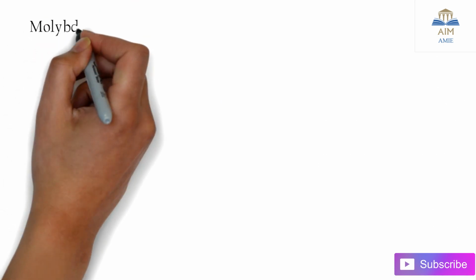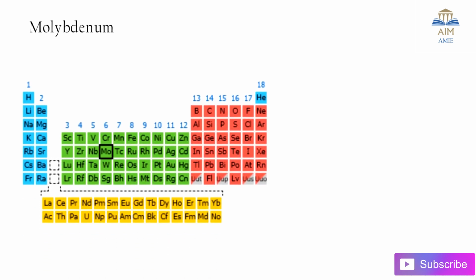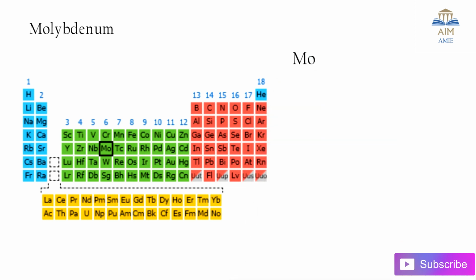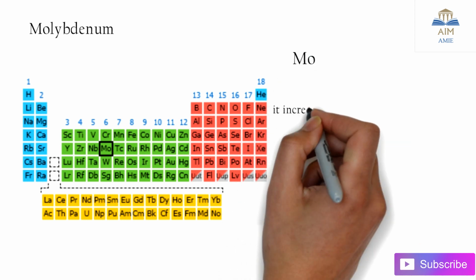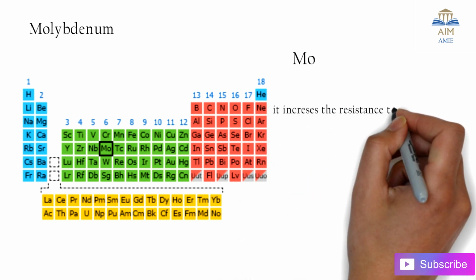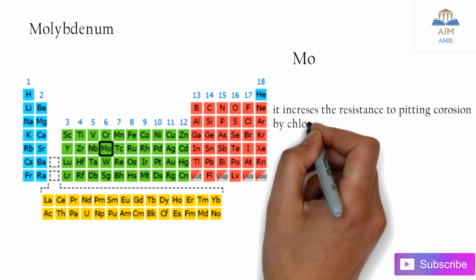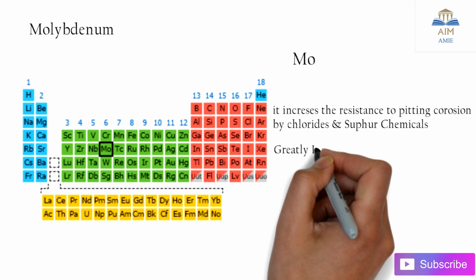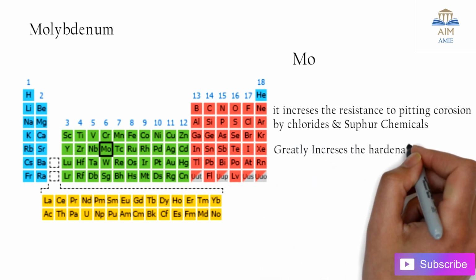The next one is molybdenum. It is also located in the periodic table, typically denoted by Mo. It increases the resistance to pitting corrosion caused by chlorides and sulphur chemicals. It also greatly increases the hardness and hardenability of the steel.